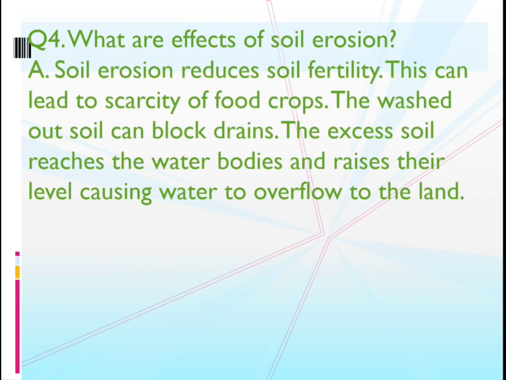Coming to your next question, what are the effects of soil erosion? So soil erosion reduces the soil fertility. Why? The top layer is removed, the humus is removed from the soil, so that reduces the soil fertility, isn't it? So this leads to the scarcity of food crops, and also the washed out soil can block the drains, and the excess soil reaches the water bodies, which raises the water and causes overflow of water from the water bodies to the land. Okay, so these are the effects of soil erosion.